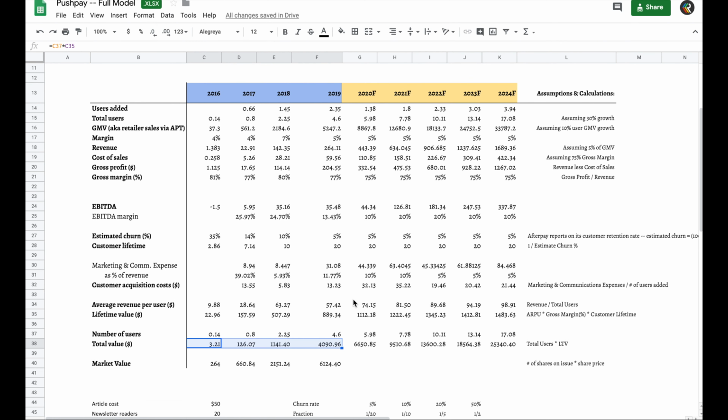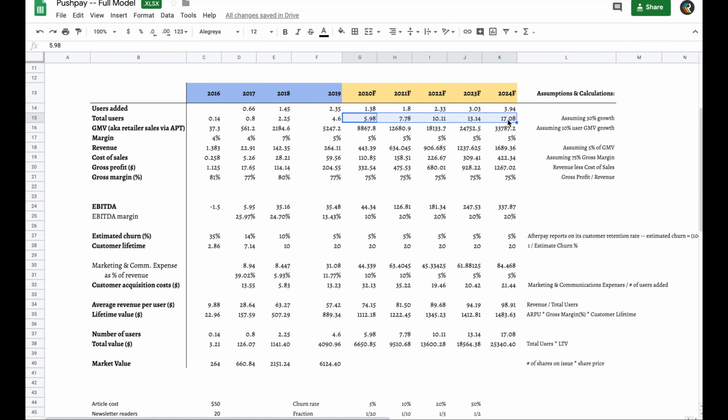So you can see here that the value of the business is expected to explode between 2019 and 2024. It's more than a 5-fold increase, probably a 6-fold increase between here and here. And the reason for that is we expect it to add a significant number of users. Even in 2024, we're expecting it to add 4 million users in 1 year.